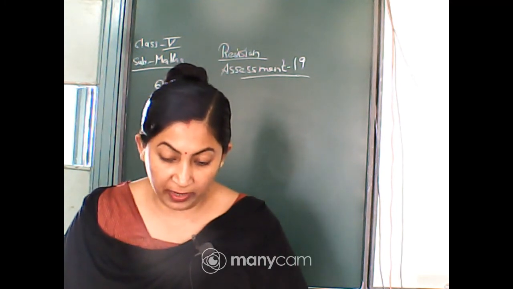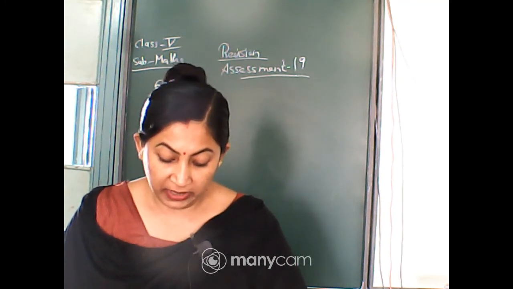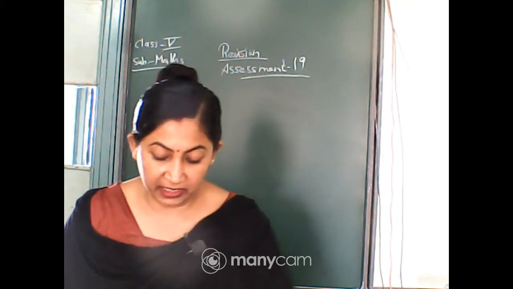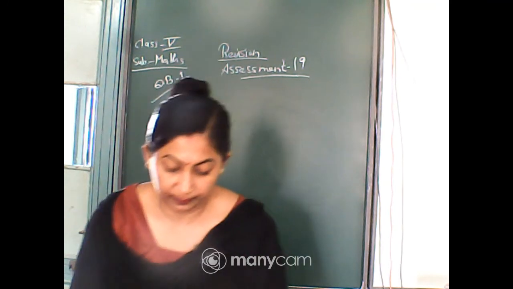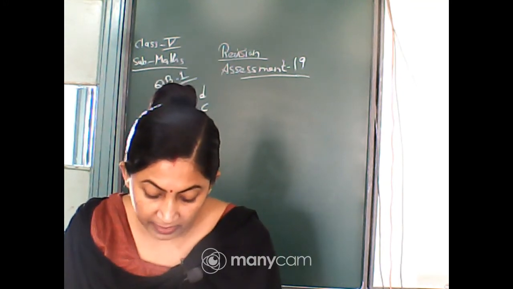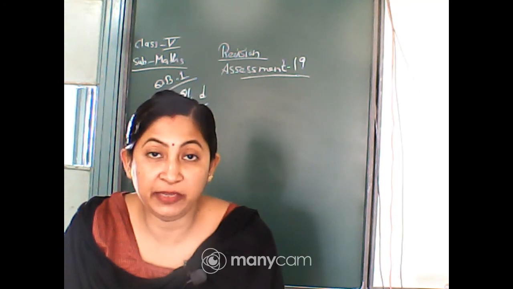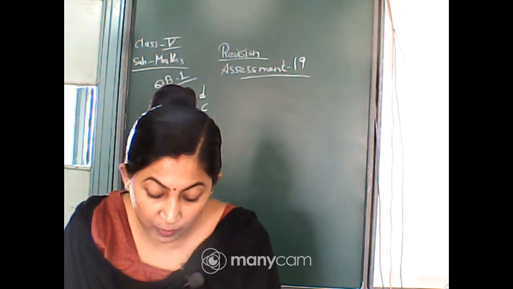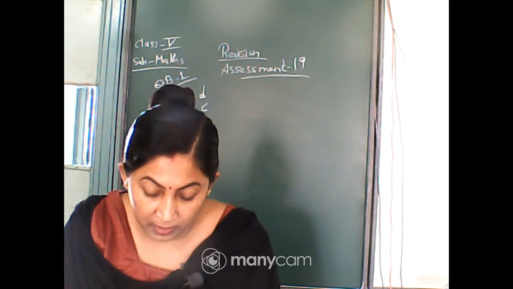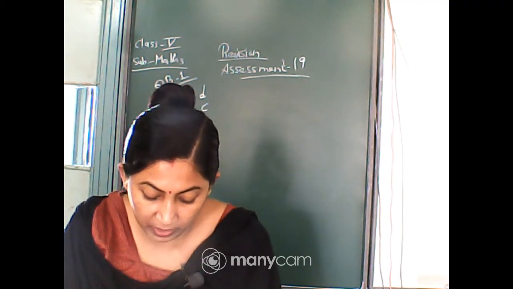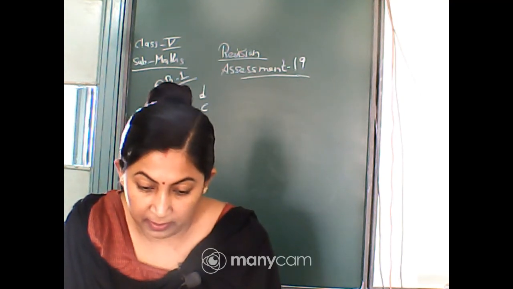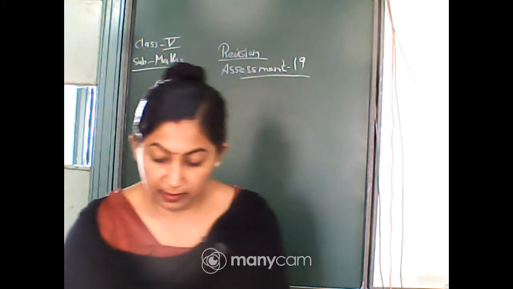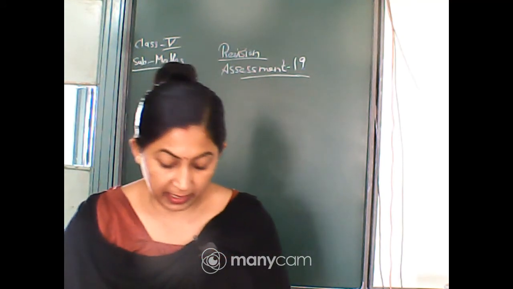Each edge of a cubical box measures 160 centimeter. How many cubical packets of edge 8 centimeter can be packed in it? The same thing. The cubical box, that means the volume of cubical box is being divided by the volume of cubical packets. The volume of cubical packets. Yes, it is option number D.